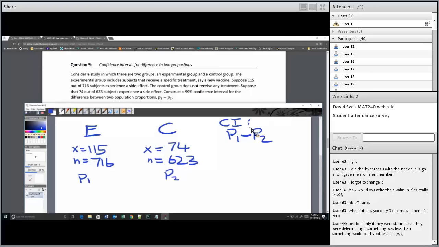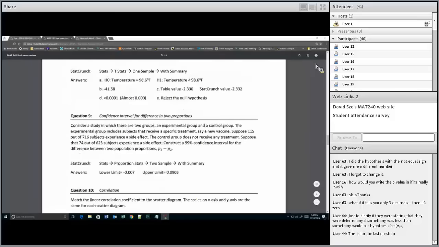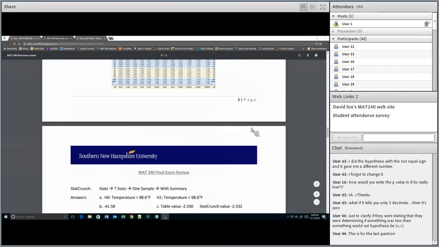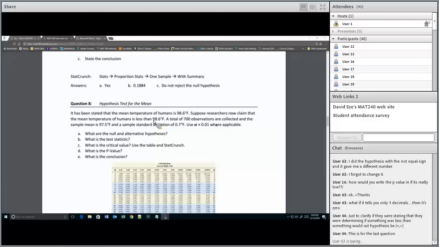Okay, just to clarify, if they were stating that they were determining if something was less than something, that would be the alternative hypothesis. The alternative hypothesis is exactly what you read in the problem, right? Researchers are claiming that the mean temperature now is less than 98.6. So your alternative is simply less than.